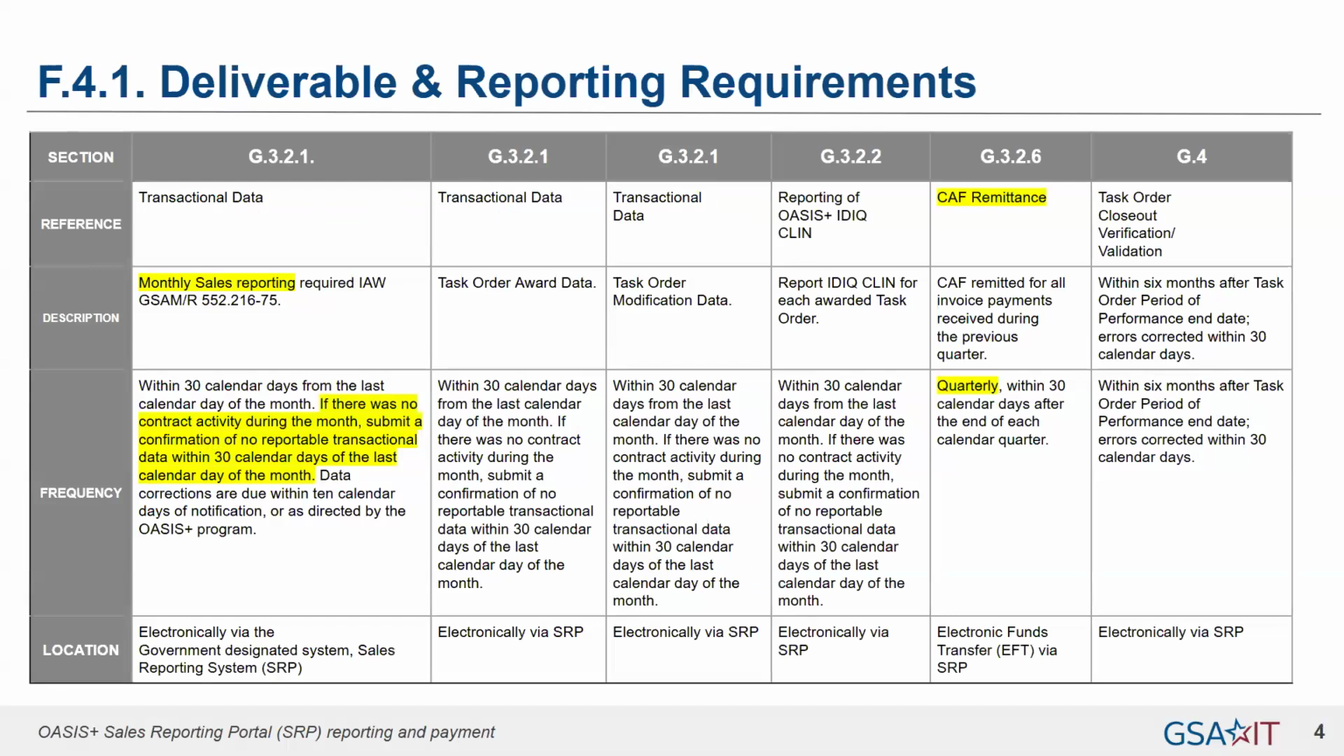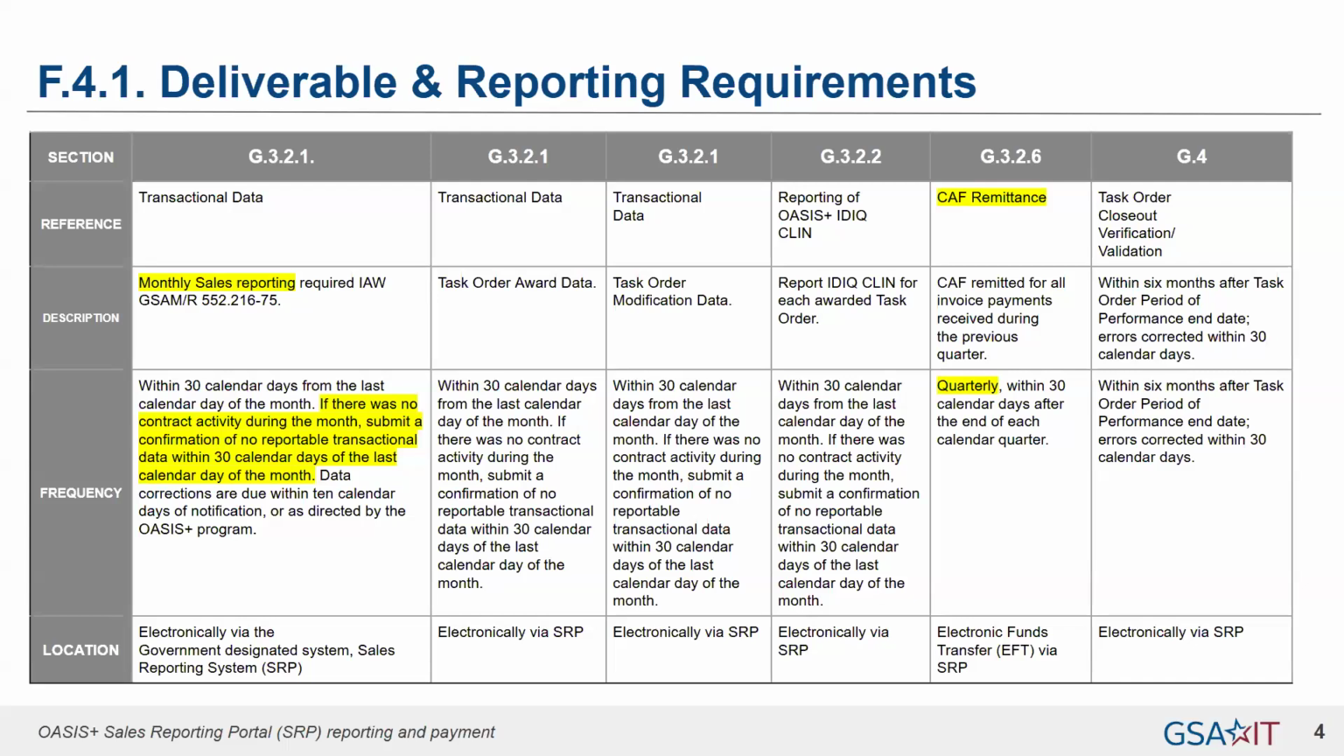All right. Real quick, a quick overview of the requirements. You don't have to read all this. This is in everybody's contract. The highlighted stuff is what matters, right? There's two main things to keep in mind. There is monthly sales reporting, and then there's quarterly CAF remittance. So monthly schedule, quarterly schedule. You report your invoices per active task order on a monthly basis, and then you can remit the associated CAF on a quarterly basis. You can remit your CAF quarterly, but you do not have to.